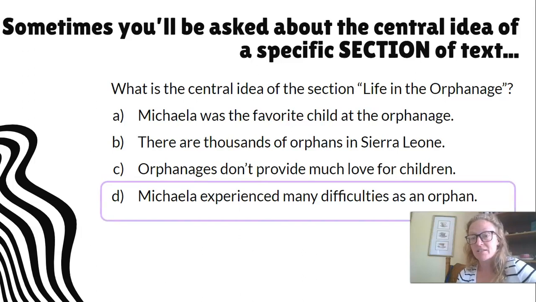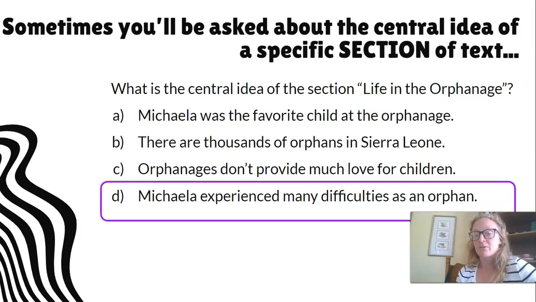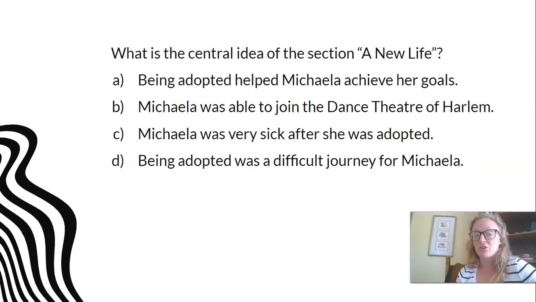Let's try it again with the next section. So we can look at also what's the central idea of the section called A New Life. We have being adopted helped Michaela achieve her goals. That sounds like it could be a keeper. B, Michaela was able to join the Dance Theatre of Harlem. That's, again, too specific. It's one unique detail from a whole section. It's not general enough. So I'm going to get rid of that one.